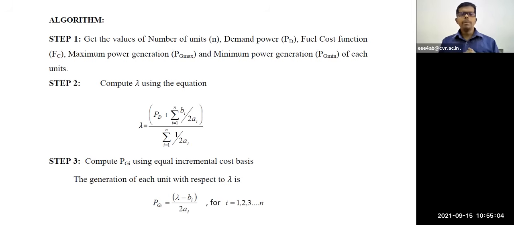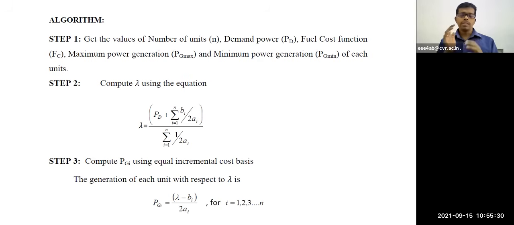Next, the minimum and maximum operating limits for each generating unit. Say, for example, the first generating unit's minimum and maximum operating limits are 100 megawatt to 500 megawatt. Second generating unit, 200 megawatt to 400 megawatt. Third generating unit, 50 megawatt to 200 megawatt. Like that, some minimum and maximum operating limits are there. Limits will be given in the problem.